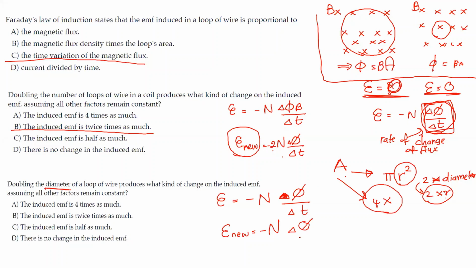So we know when we calculate delta phi, we have an area term also inside, right? So when area becomes 4 times, what should happen to your new EMF? It should also become 4 times, right? Now your area is 4 times. EMF is also 4 times. So the induced EMF is 8.